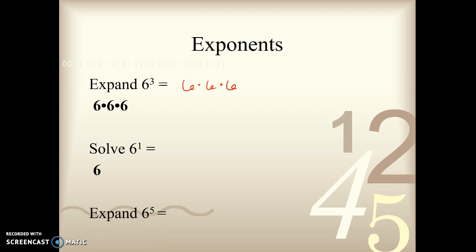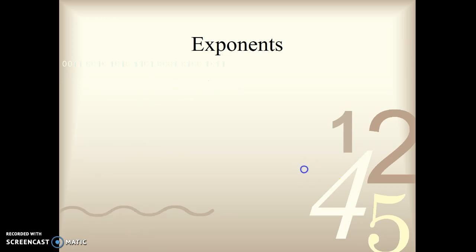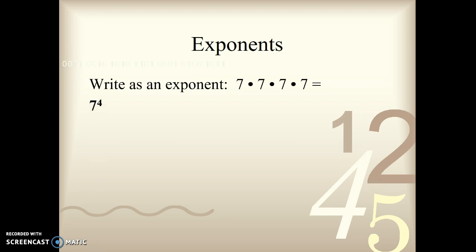Okay, now we're going to do 6 to the fifth power. Go ahead and pause the video and see if you can write this and then check your work. All right, you should have written 6 times 6 times 6 times 6 times 6. It's 6 times itself 5 times. Okay, let's go the other way now. Now we're going to write 7 times 7 times 7 times 7 as an exponent. How many times itself are we multiplying 7 by? We're multiplying it times itself 4 times, so it's called 7 to the 4th power.